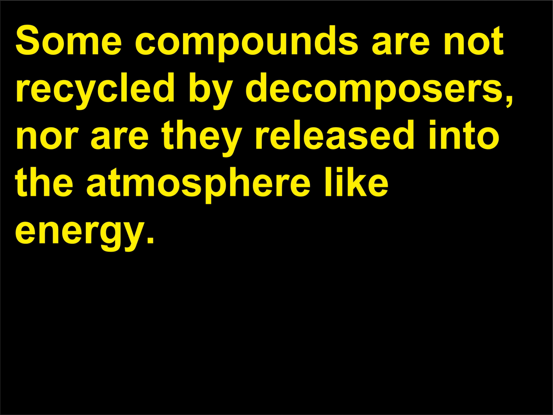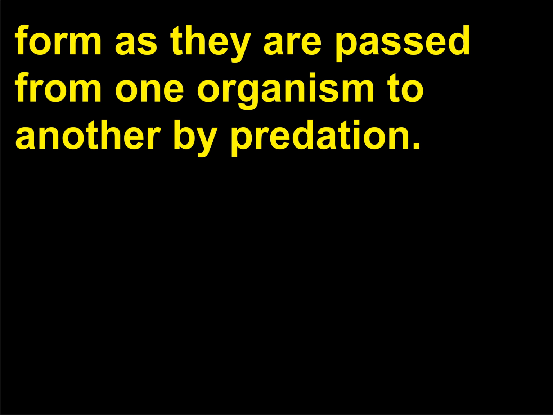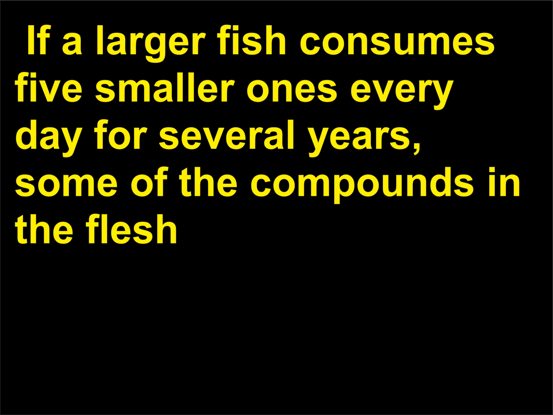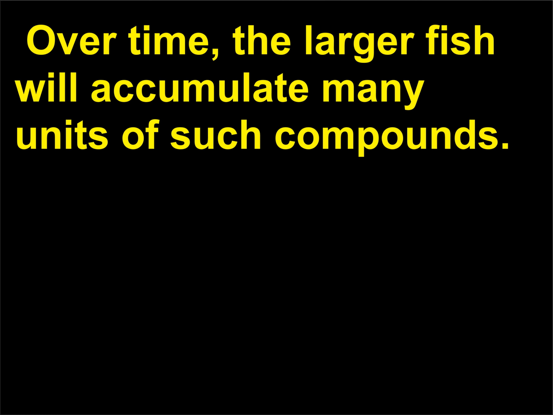Some compounds are not recycled by decomposers, nor are they released into the atmosphere like energy. Instead, they remain in the ecosystem in virtually unchanged form as they are passed from one organism to another by predation. If a larger fish consumes 5 smaller ones every day for several years, some of the compounds in the flesh of those little fishes will be transferred to the larger fish as it builds and repairs its own structures. Over time, the larger fish will accumulate many units of such compounds.